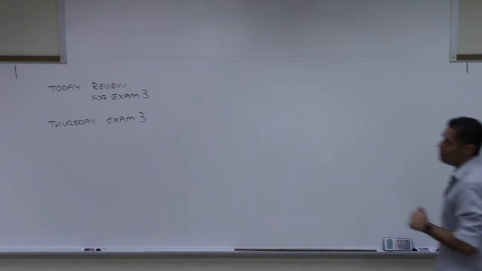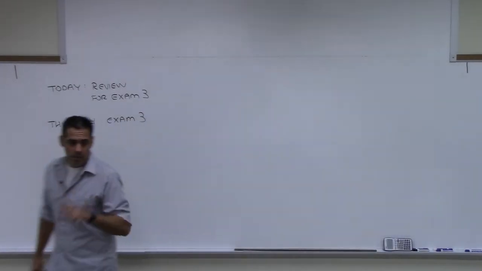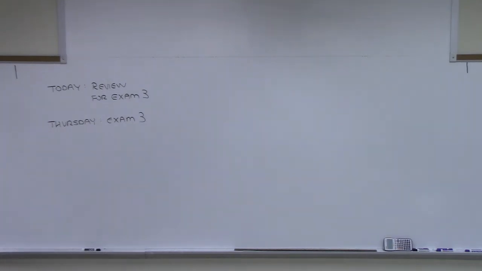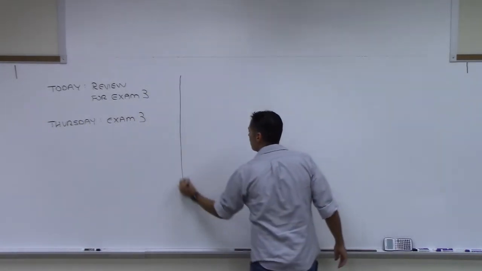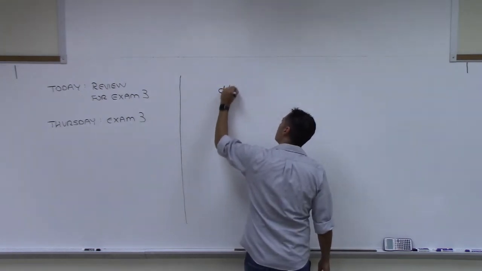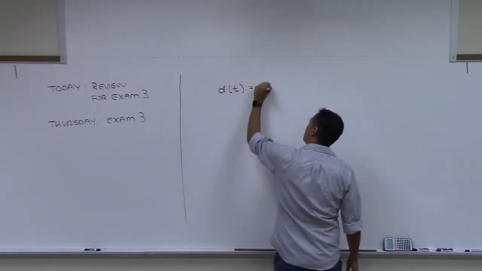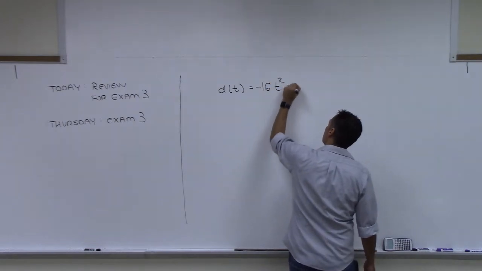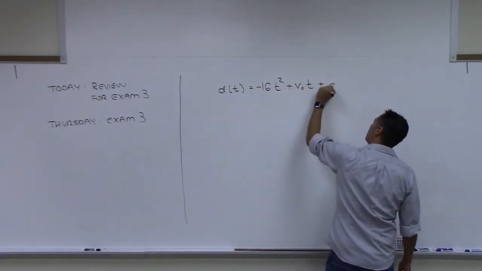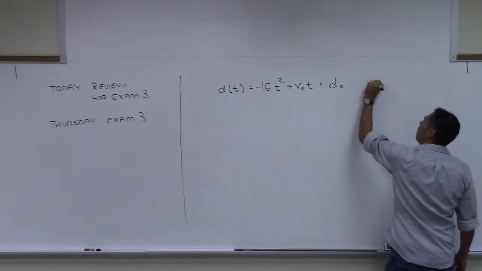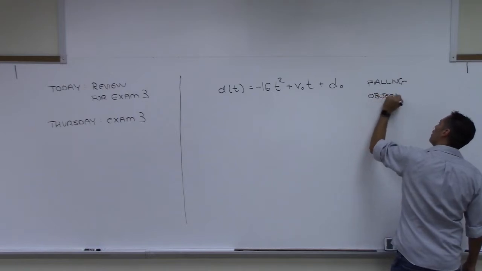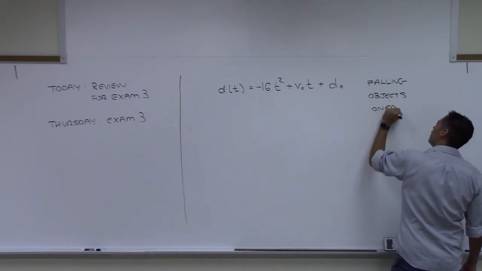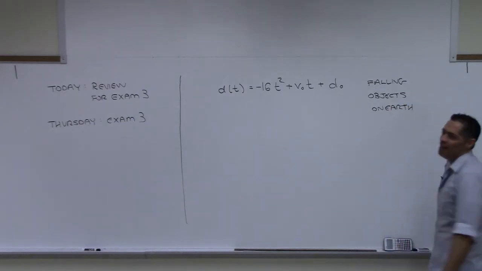Okay, so in terms of the review, before we start going over the review, I wanted to add a problem to the review that I forgot to put on there. Remember this formula I've given you, d of t equals negative 16 t squared plus v naught t plus d naught? This was for falling objects on Earth. You remember that? Yes? Okay. I forgot to put it on the review.